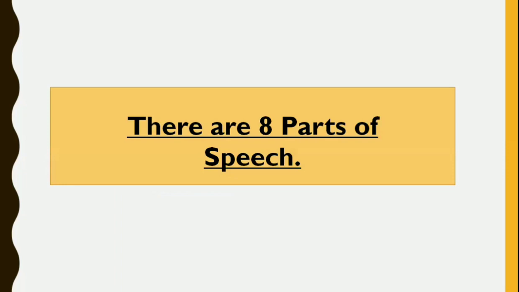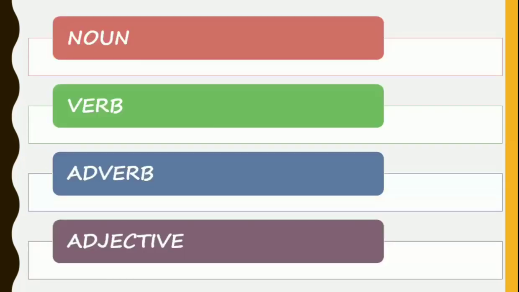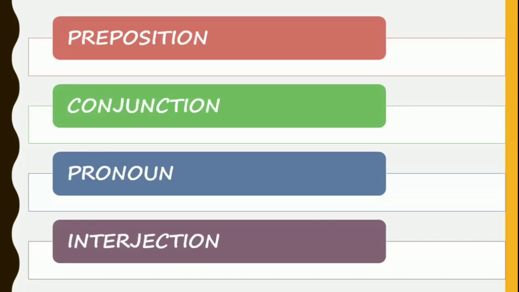Let's see what are parts of a speech. Noun, verb, adverb, adjective, preposition, conjunction, pronoun, and interjection are called parts of speech.